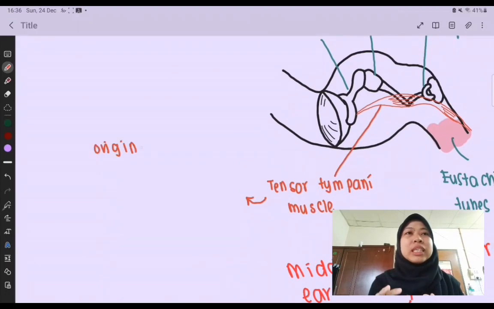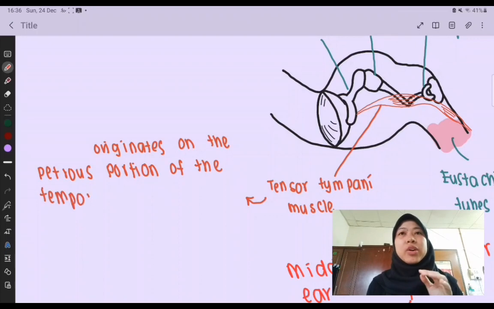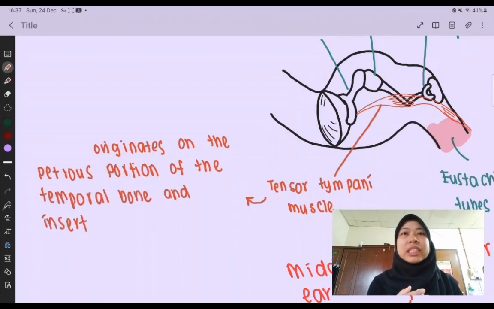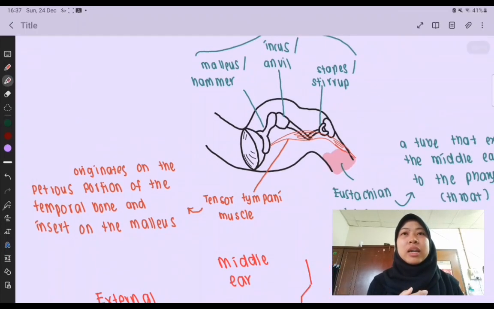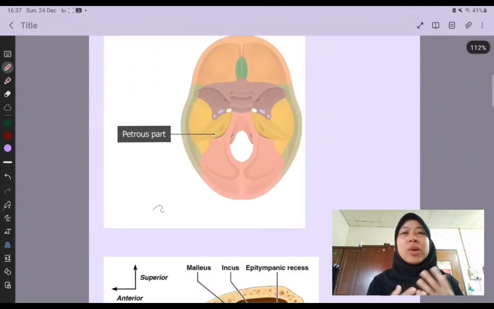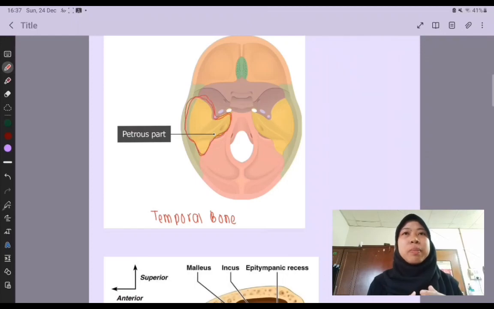This is the tensor tympani muscle. It originates on the petrous portion of the temporal bone and inserts on the malleus. I will show you the petrous portion and temporal bone. This is our temporal bone. The yellow color that I highlight is the petrous part.